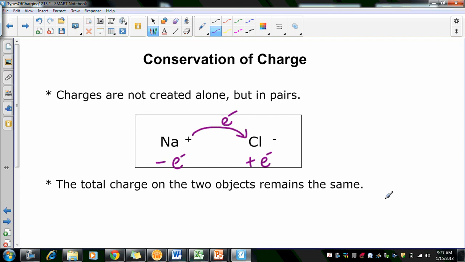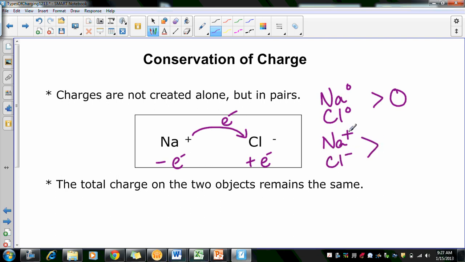And the total charge of the two objects remains the same. So Na and Cl have a total charge of 0. Then Na plus and Cl minus have a +1, -1, so 1 minus 1 is still 0. So these two together make 0, these two together make 0. So total charge remains the same.